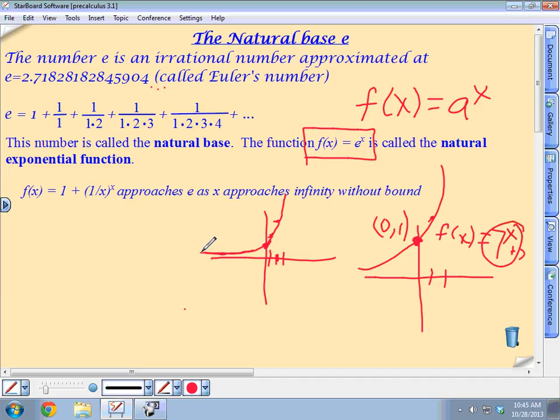The graphs are going to look like this. It's like the simple one. Right, this is a basic exponential function, looks like this.